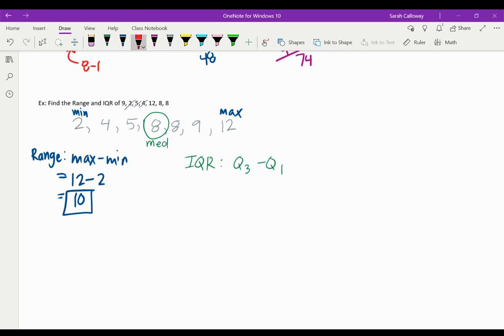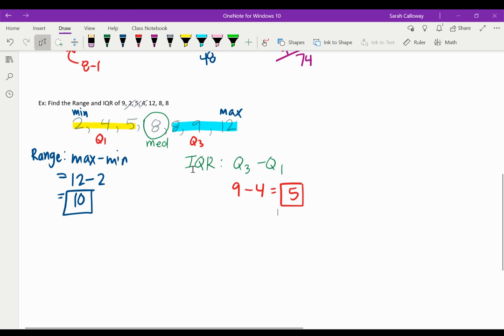Then from the median, I have to look at the other part of the data. So remember, for quartile 1, I'm looking at these data values. For quartile 3, I'm looking at these data values. When I have this odd number, the median is not part of my data set to find the quartiles. So this one's nice because it's another odd number. And so that means that quartile 1 is 4 and quartile 3 is 9. So that means that the interquartile range is 9 minus 4 or 5.